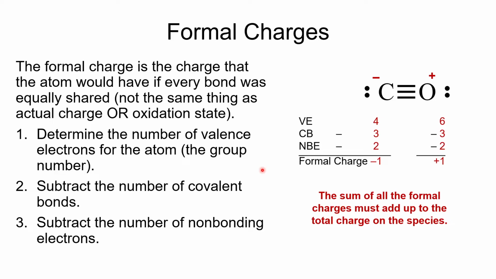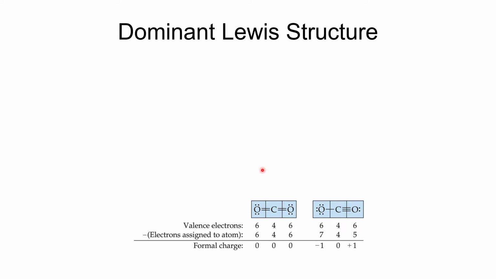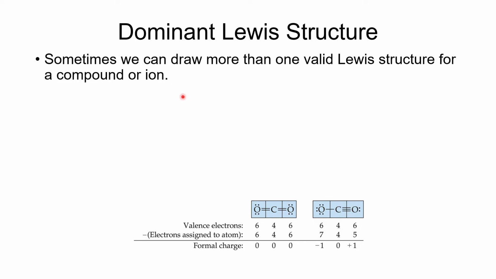All right. Sometimes when we draw a Lewis structure, we can draw more than one possible Lewis structure. So for example, the carbon dioxide that we drew earlier that looks like this, we could have drawn it so that there was just one bond going to oxygen and three bonds going to the other oxygen. And so we would have had this structure. So sometimes we can draw more than one valid Lewis structure.